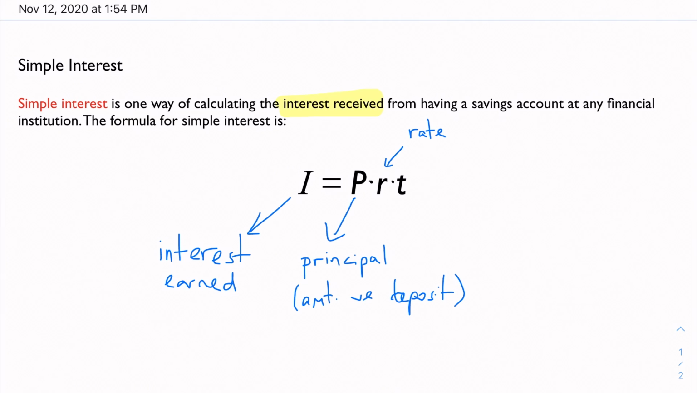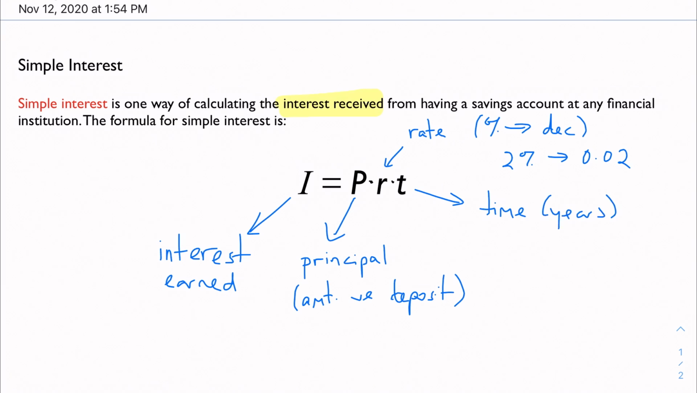And remember, with that rate, we need to convert our percentage to a decimal. So if I tell you that the rate is 2%, we would actually enter 0.02. And the last bit is time, and that is expressed in years.